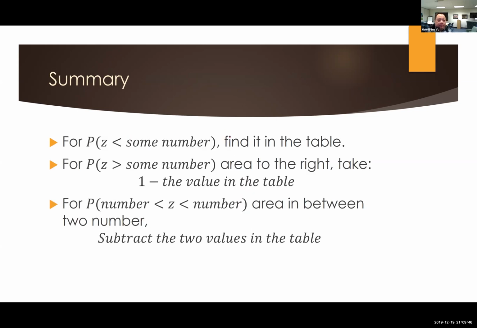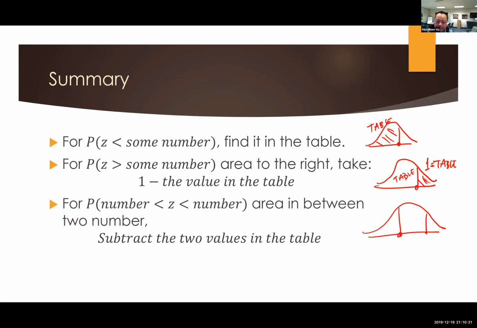Okay. So in summary, if you have a question that asks for the probability that z is less than some number, just find it in the table, okay? Because it's this one. If you're looking for something to the left of a number, that's the table. Okay? If you're looking for the probability that z is greater than some number, the table is over here to the left, so you have to go 1 minus the table. And when you have in between, then you go this table minus that table. All right, so that's the end of part 1. And go on to part 2.